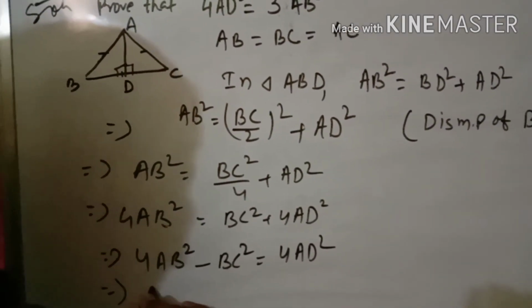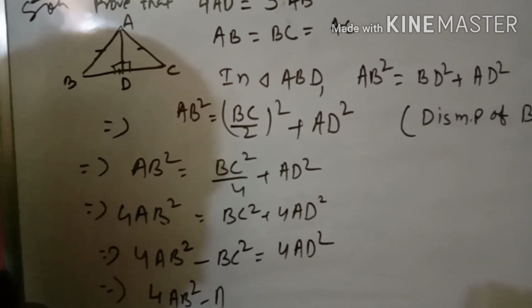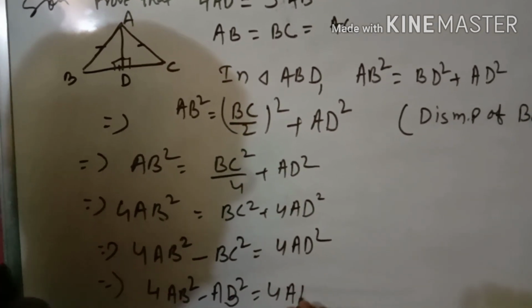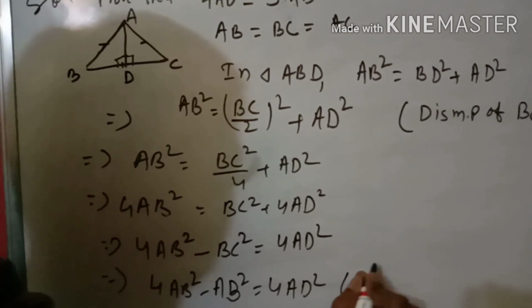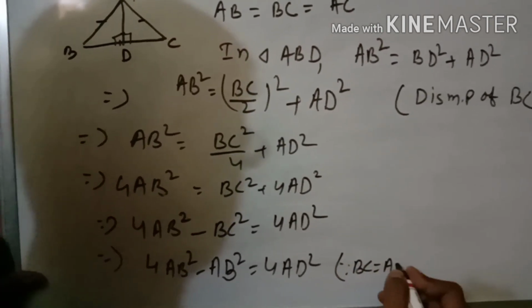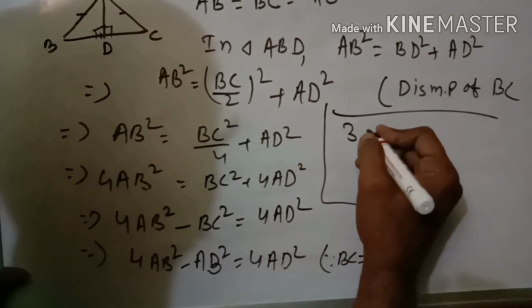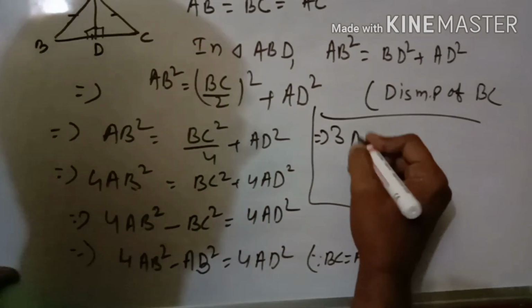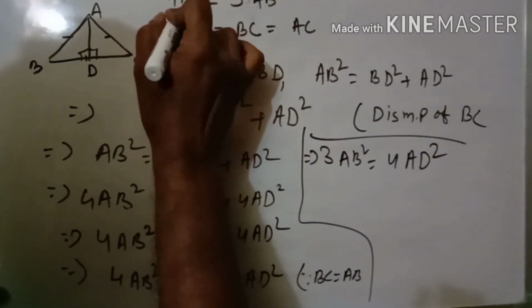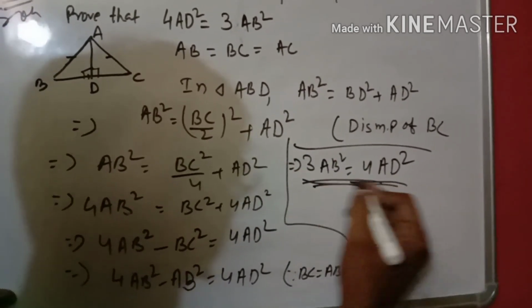So 4AB square minus AB square equal to 4AD square, since BC equal to AB. Therefore this implies that 3AB square equal to 4AD square. This is your required proof.